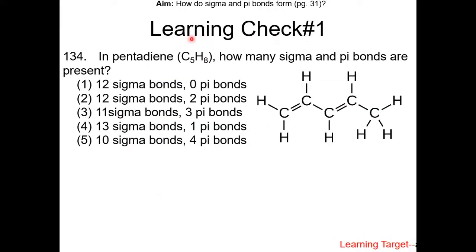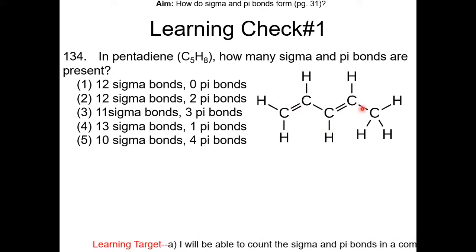Learning check number 1. In pentadiene, how many sigma and pi bonds are present? Pause the video, resume when completed. So let's count. 1, 2, 3, 4, 5, 6, 7, 8, 9, 10, 11, 12 sigma bonds. And since there are 2 double bonds, there are 2 pi bonds. The answer is choice 2.